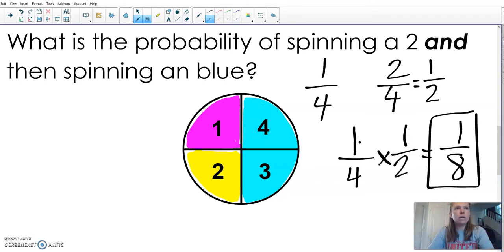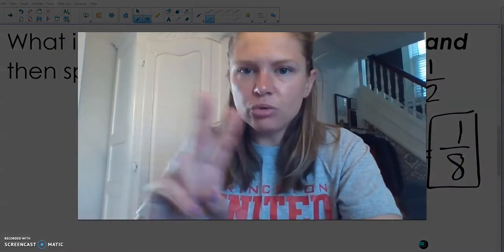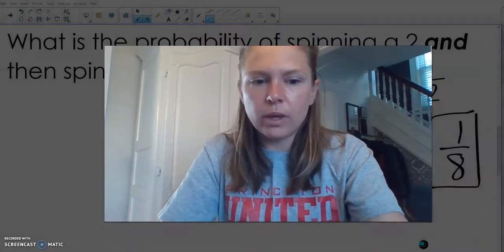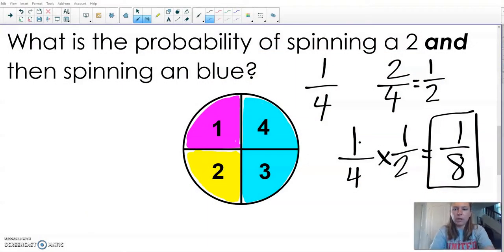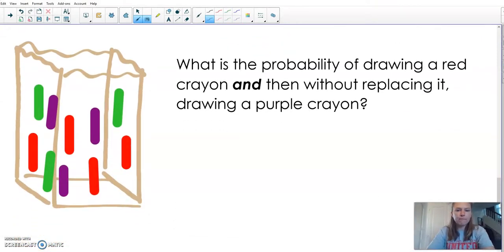Now it's really hard to spin a 2 and then spin a blue, because there's multiple options. When you get into compound probability, it's going to be really difficult to do 2 things in a row exactly as you want them. We should know that, okay? Kind of a little bit of common sense, but we're just doing the mathematical reasoning of it.